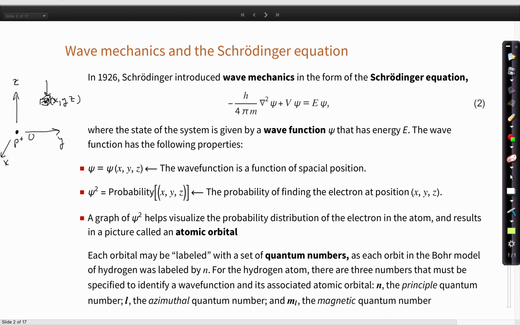But you might look at a little region of space around this point and say, what's the probability of finding the electron somewhere in this little box? And that's what the wave function tells you.